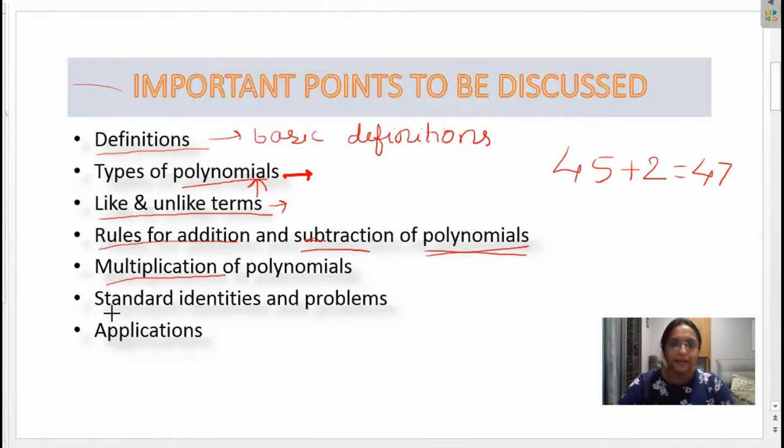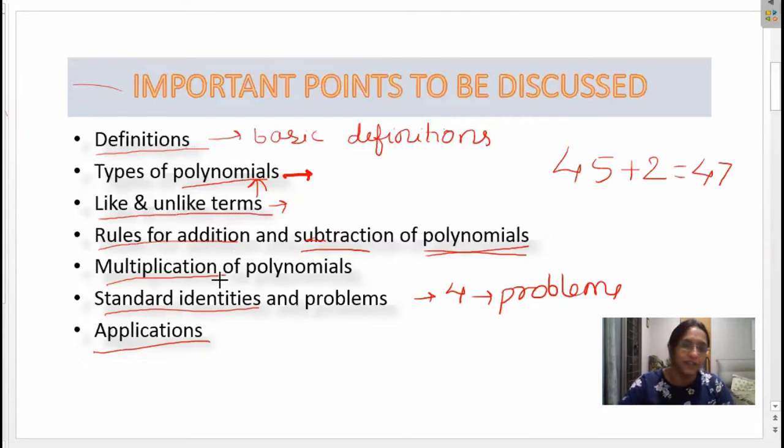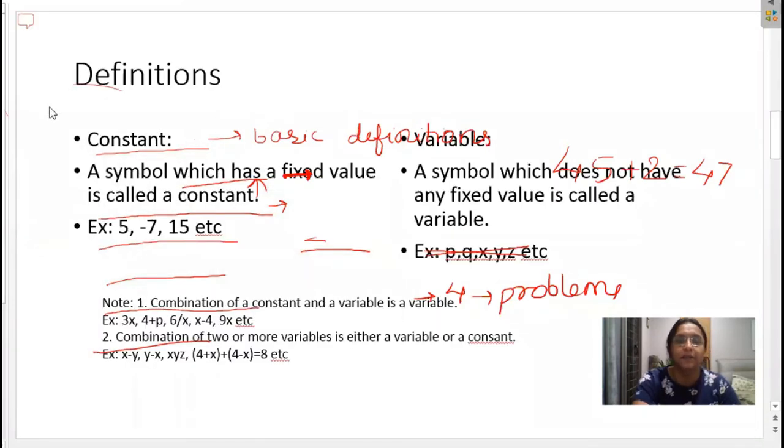Then standard identities and problems. Here we'll be studying 4 standard identities, and based on that we'll be solving problems. Then what are the applications? Once we are studying this chapter, algebraic expressions and identities, where it is applied will be studied. Next, we'll take some simple definitions here.